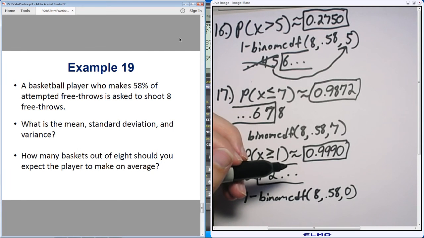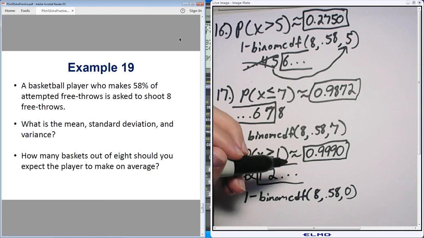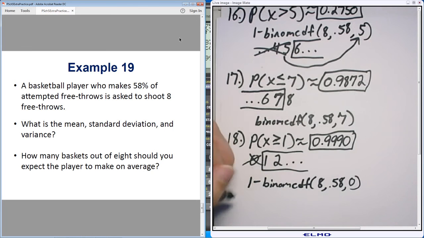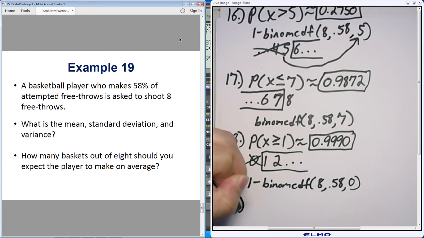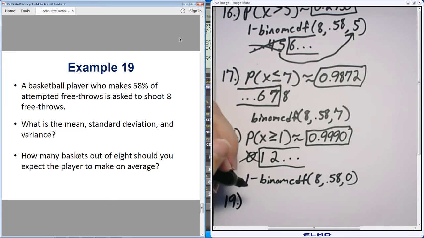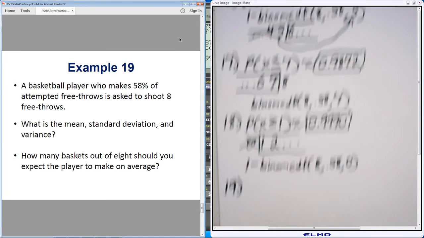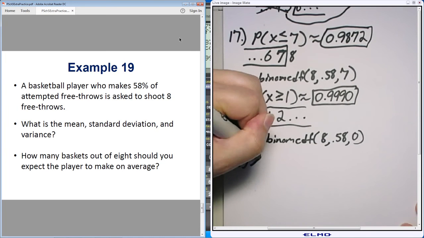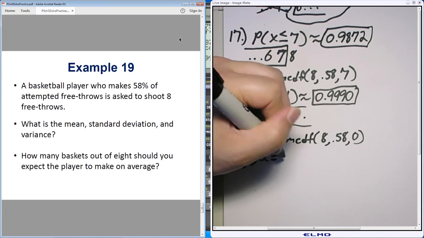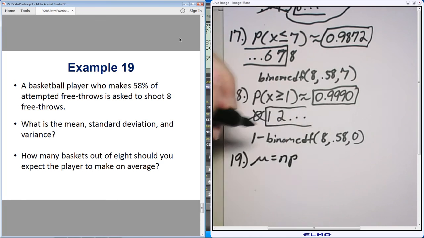Number 19 says, well, it's the same setup. What's the mean, standard deviation, and variance? How many baskets out of 8 should you expect the player to make on average? Okay. Remember, this is binomial. For binomial distributions, we have some formulas for the mean, standard deviation, and variance. Let's do the mean first. The mean for binomial is, no problem, n times p.